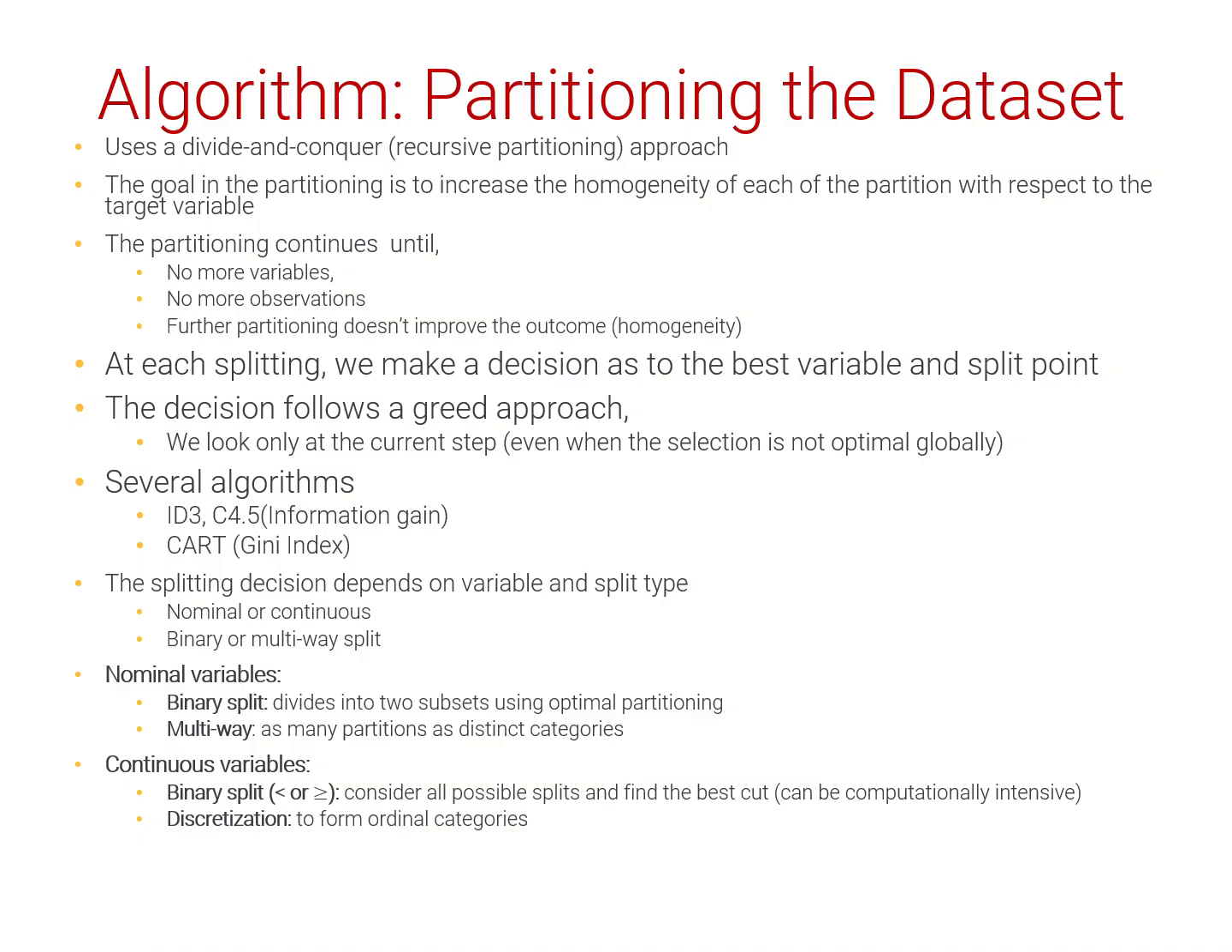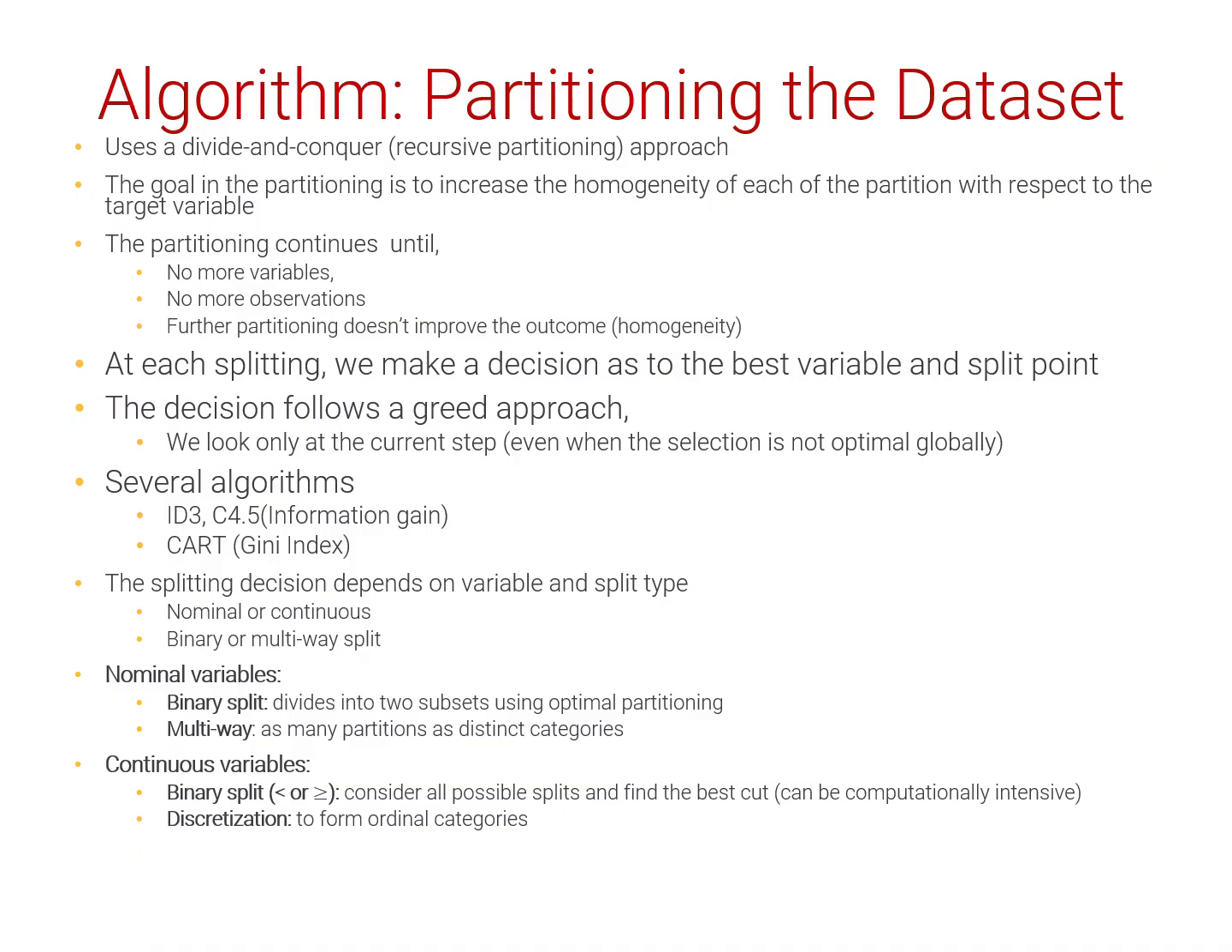This recursive partitioning continues until one of the following conditions is met. No more variables are available for splitting. No more observations are left in a subset. Further partitioning does not improve the homogeneity of the subsets. At each splitting step, the algorithm makes a greedy decision, considering only the current step and choosing the best variable and split point based on the immediate gain in homogeneity. This greedy approach means that the algorithm does not consider the global optimality of the entire tree, but rather focuses on making the best decision at each local step.